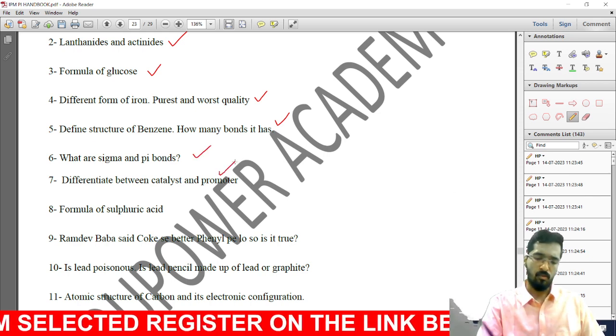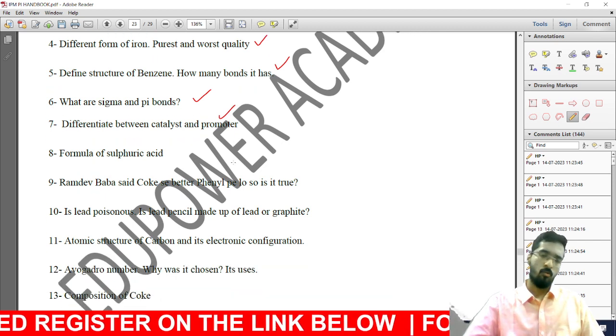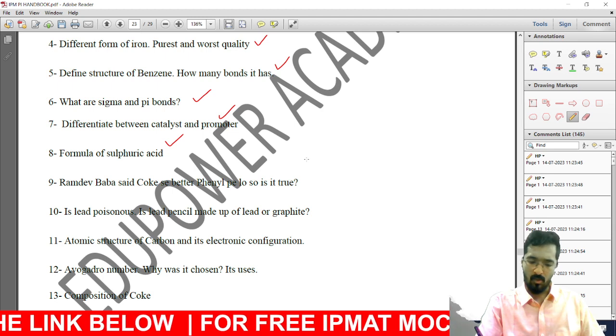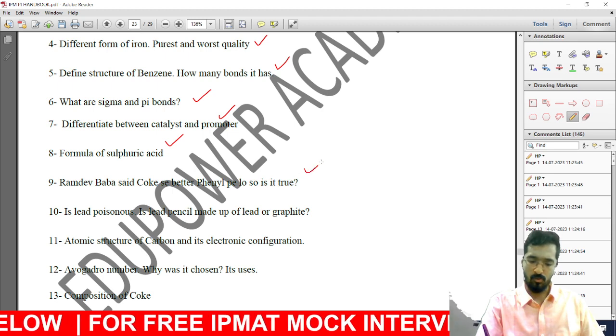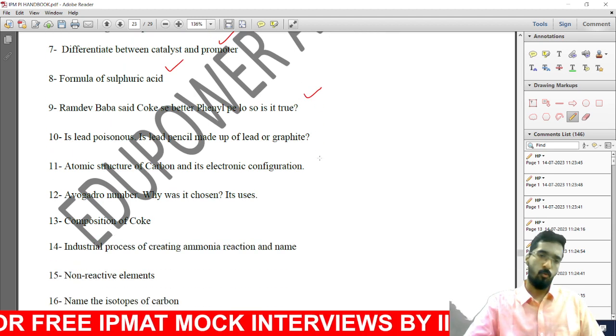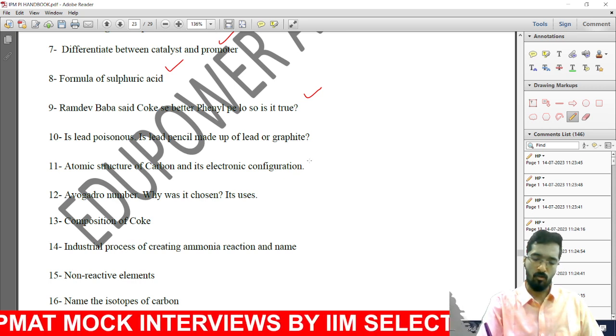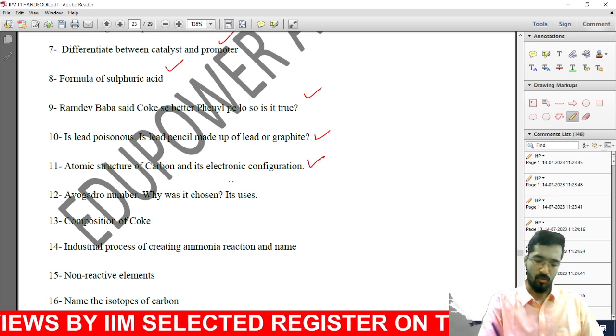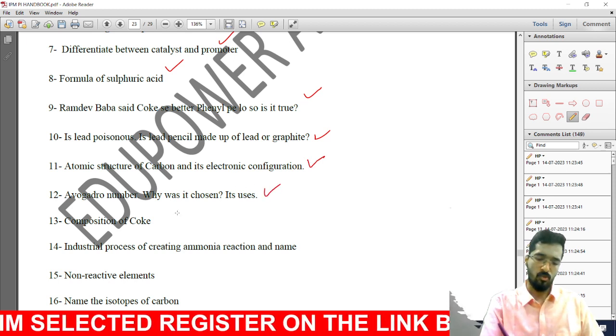Differentiate between a catalyst and a promoter. What is the formula of sulfuric acid? Okay, Ramdev Baba said coke is better than phenyl. So is it true? Is lead poisonous? Is a lead pencil made up of lead or graphite? Atomic structure of carbon and its electronic configuration. Avogadro number, why was it chosen and its uses?